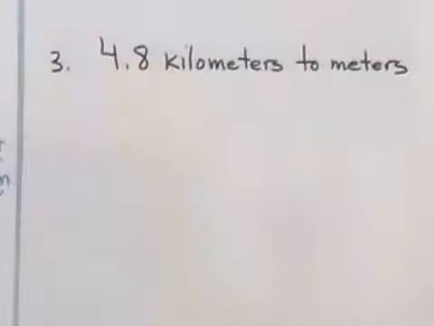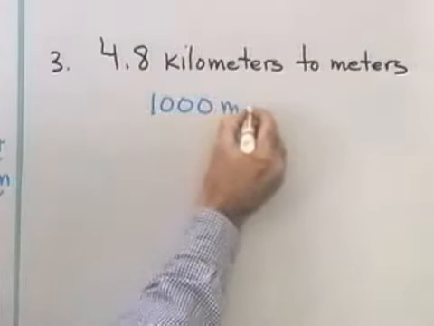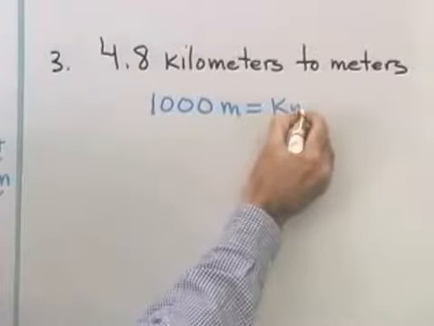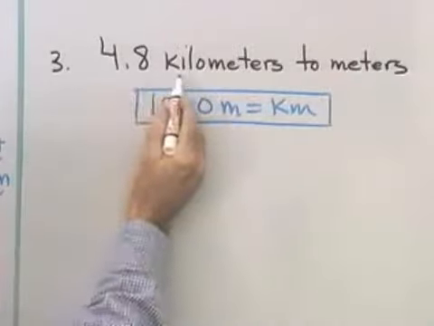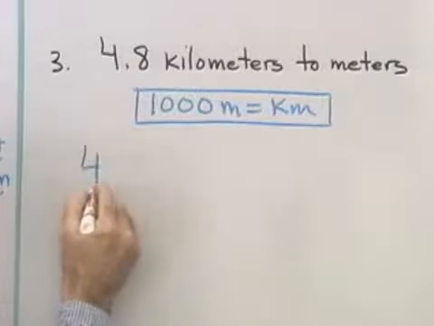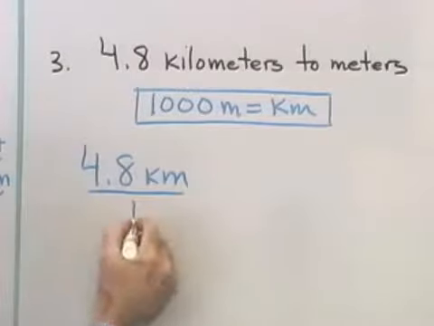Here's our next problem. 4.8 kilometers to meters. Well, let's see, there's 1,000 meters in every kilometer. So this is what I'm going to use to convert 4.8 kilometers to meters. So I'll start with my 4.8 kilometers, and that's divided by 1.